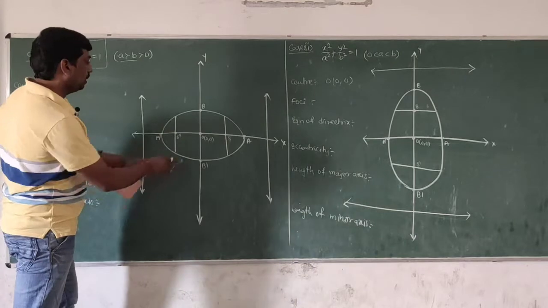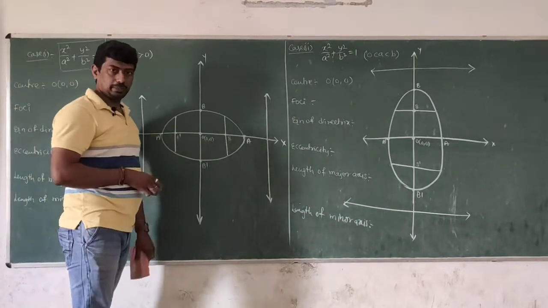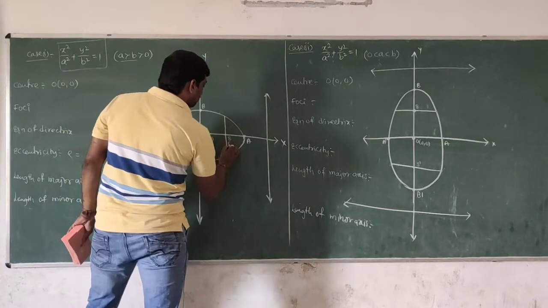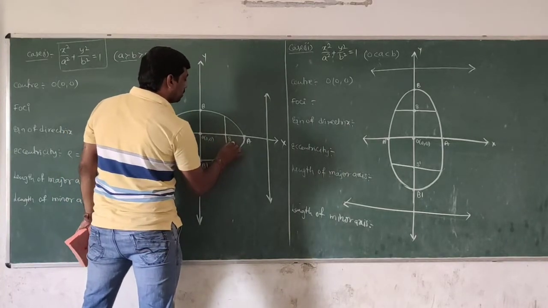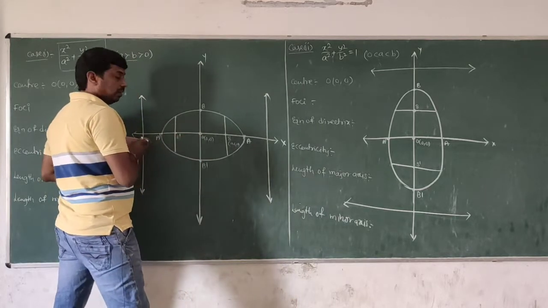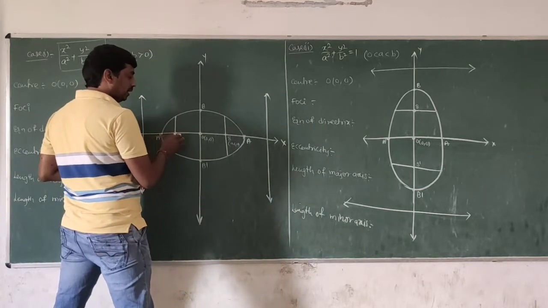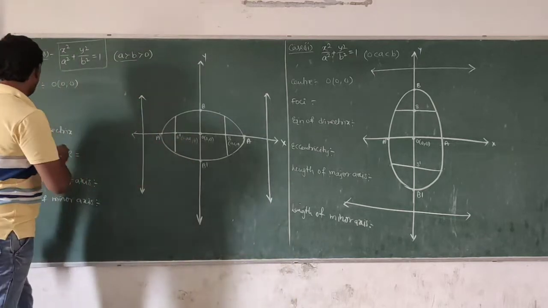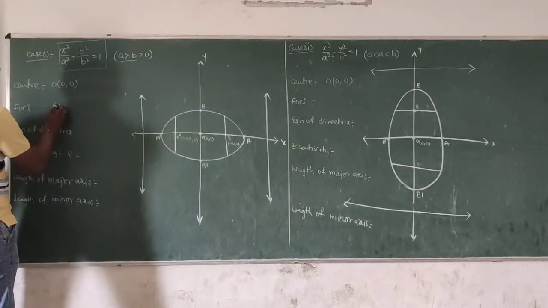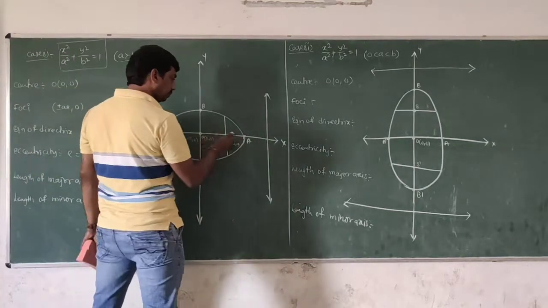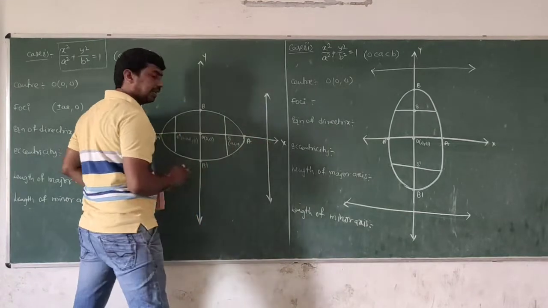Here S, S dash are the foci. So the S coordinates are a, 0. S dash is on the left side, the negative side of the x-axis, that's why minus a, 0. That's why the foci are plus or minus a, 0. Is it clear?